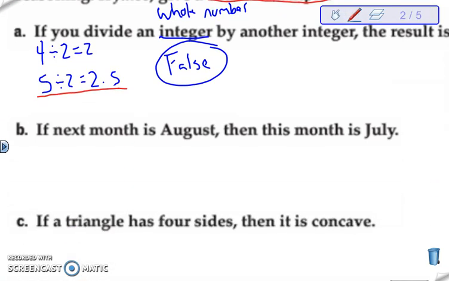So for the next one, if the next month is August, then it is July. So if it's August next month, I promise you it's July right now. Is that true? Yes. July always comes before August on the calendar, so this will always be true.